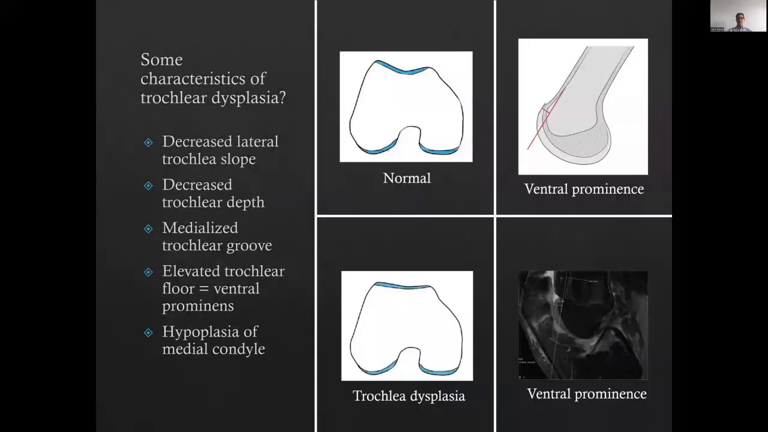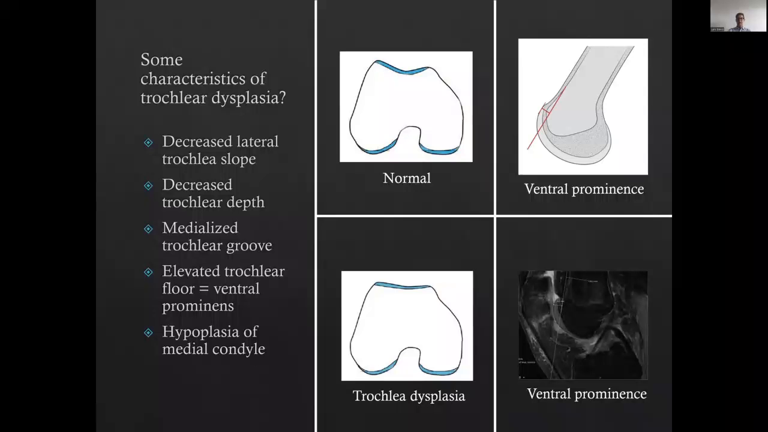Here are some of the characteristics of trochlear dysplasia. First of all is a decreased lateral trochlear slope. This is the support for the patella. If the support is reduced, this can result in a patellar dislocation. Then there's a decreased trochlear depth, and most importantly, in many cases, there will be a medialized trochlear groove. I will come back to that.